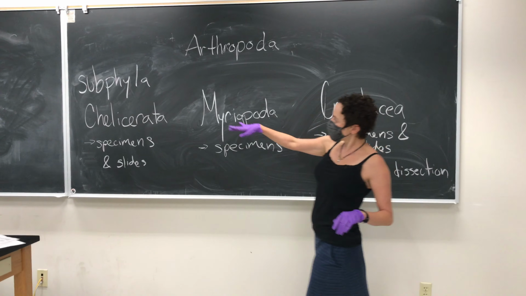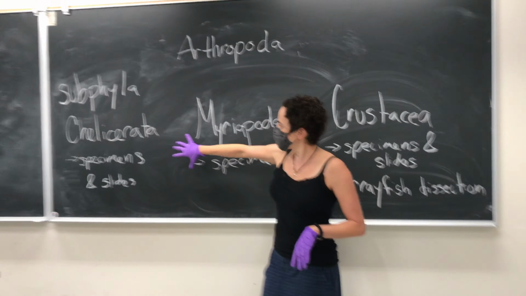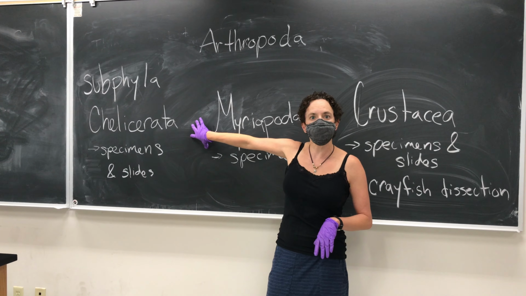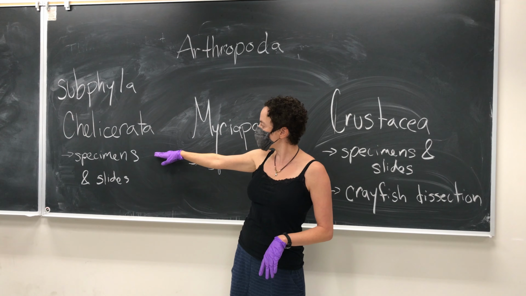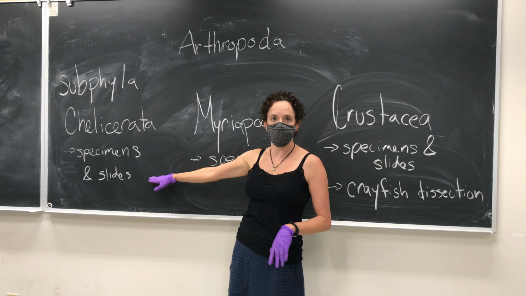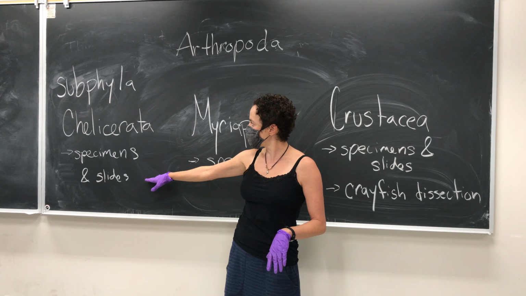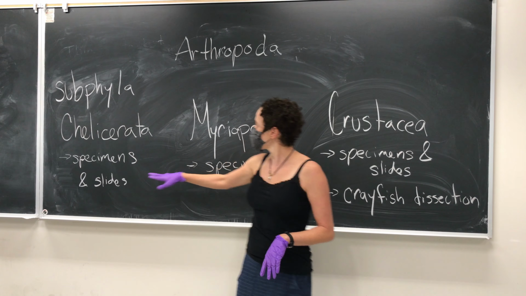So today you're going to look at Chelicerata. That includes things like horseshoe crabs, ticks, spiders, and we have a whole bunch of specimens, and there are also some slides. And the slides are mostly things like ticks.